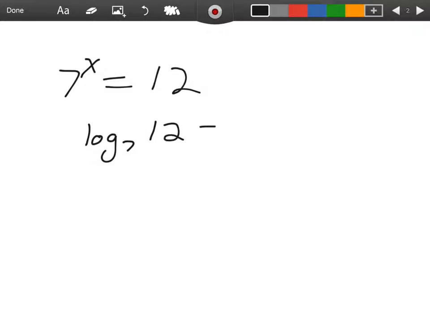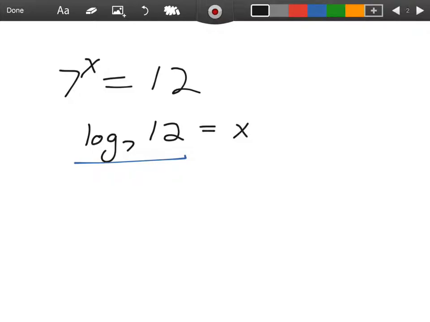A lot of these I'm going to refer to using the calculator. I'm going to assume you know how to put it in the calculator since we've already talked about that. So let's look at this one. Now, if I convert, I can't solve it right now, but if I convert it to log form, it's going to be log base 7 of 12 equals x. I've solved for x. This is an exact answer.